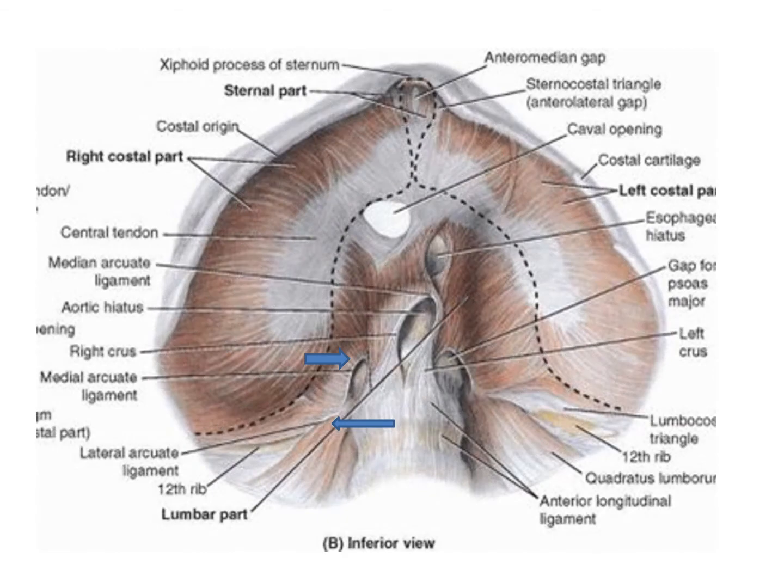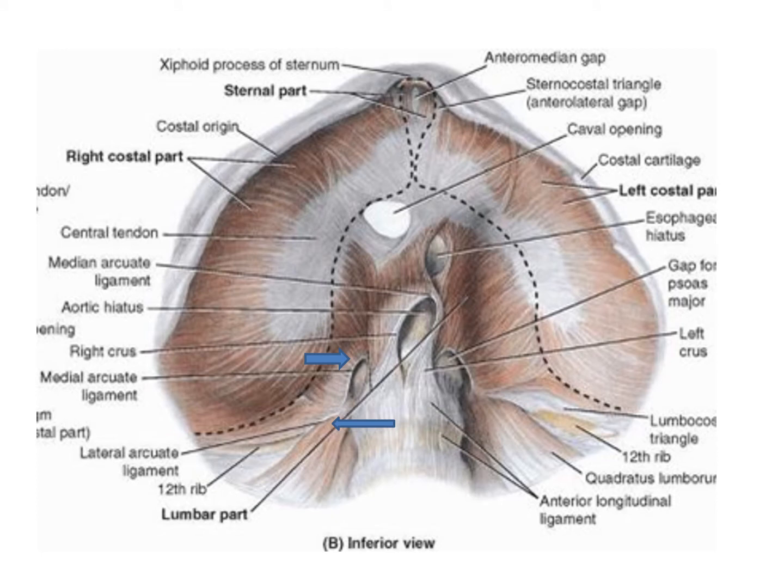Then we have the left crus, that is from the body and intervertebral disc of the upper 2 lumbar vertebrae. It is connected to the cardiac end of the stomach by the gastrophrenic ligament. And both the crura are connected across the midline by the median arcuate ligament.